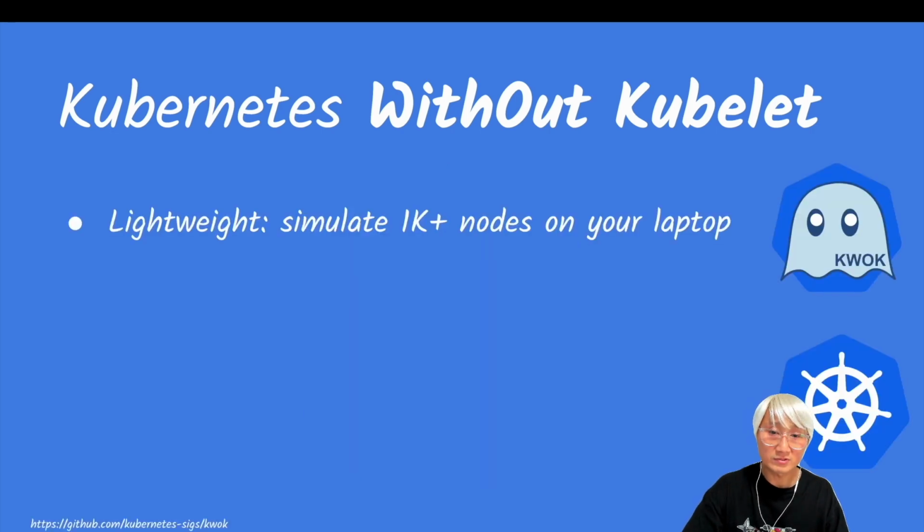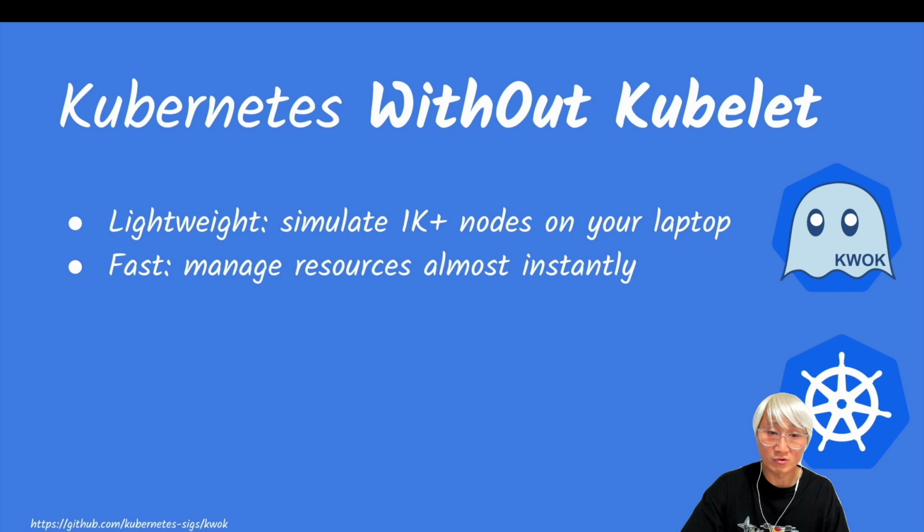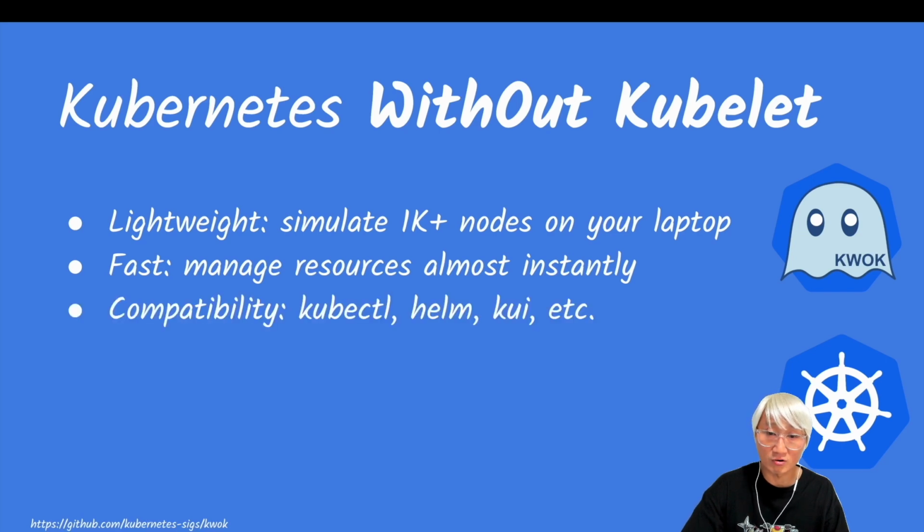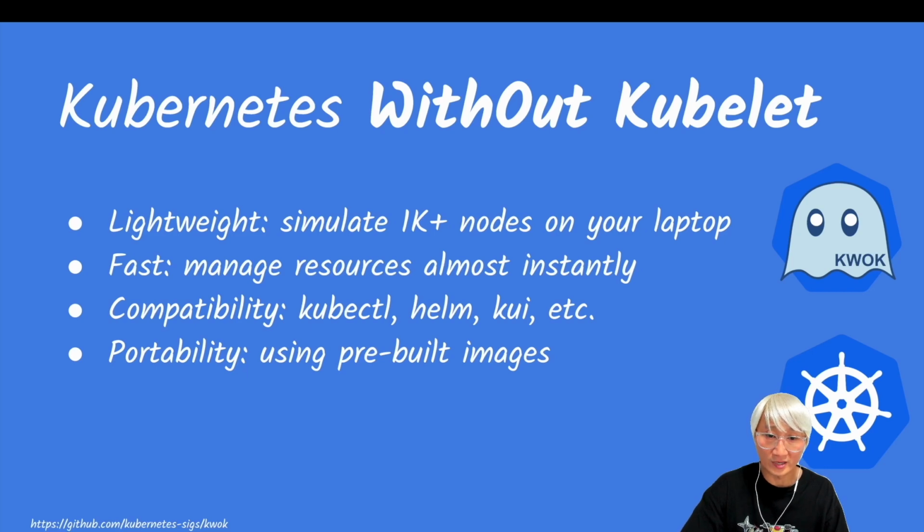Let's take a look at a little bit of detail. For example, Kubernetes without Kubelet, aka Kwok. Kwok is very lightweight. You can simulate more than 1,000 nodes on your local machine because it's all fake resources, and it's really fast to manage. For example, you can create and delete your resources almost in a second. And as long as you use the Kubernetes API and the relevant tools, you can use them with this cluster, for example, kubectl and Helm chart, etc.